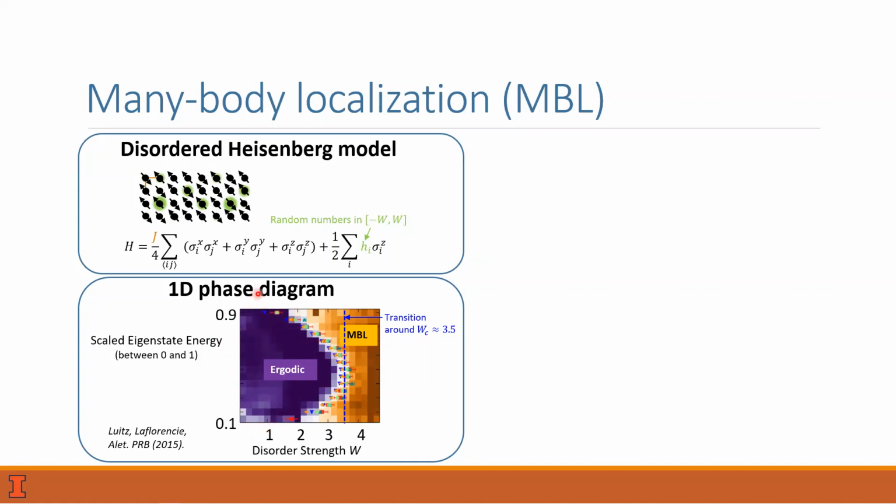So here on the left, at low disorder strength, basically you find that all the eigenstates of the model, all the energy eigenstates, look ergodic, they look thermal. But at very high disorder strength, all the eigenstates fail to look ergodic, they look many-body localized. And so there's some transition that happens around a disorder strength of 3.5 between these two regimes. That's where people have seen the many-body localization transition in one dimension.